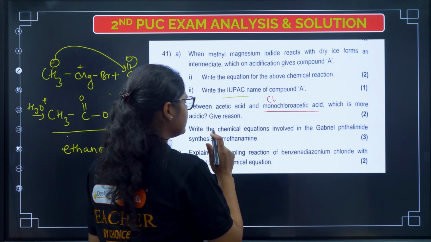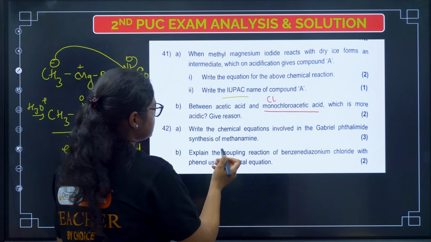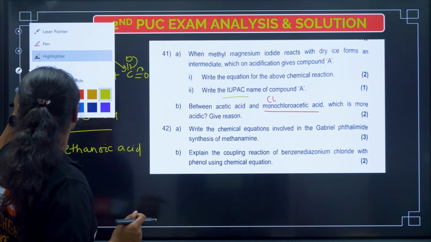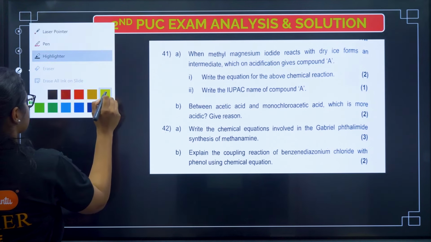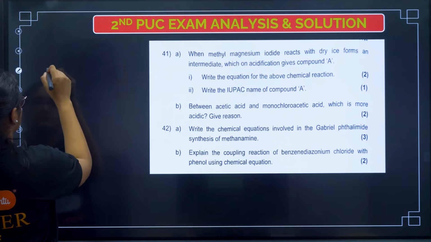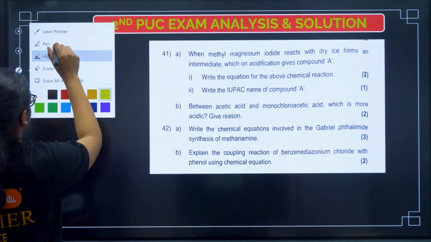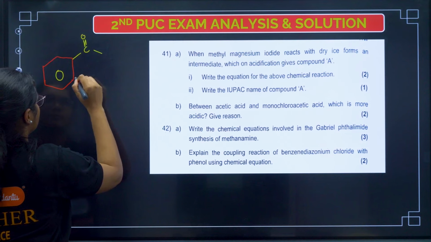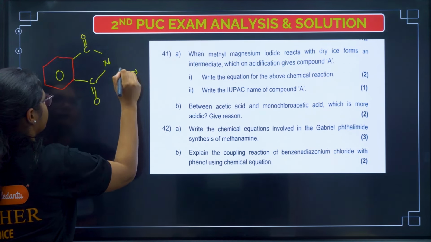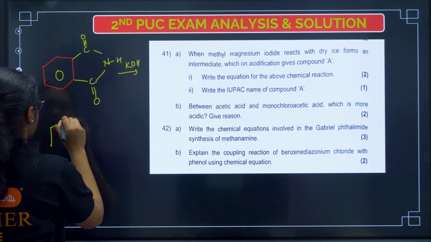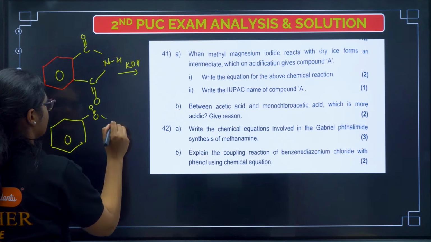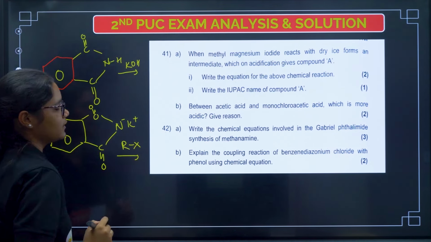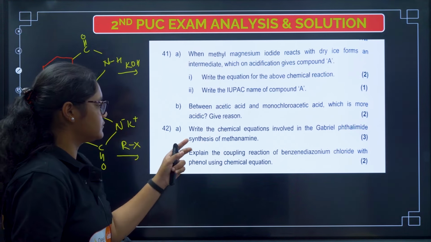Okay, next question. Write the chemical equations involved in the Gabriel phthalimide synthesis of methanamine. This is a direct question. The mechanism is there in the NCERT book also. So you can quickly write down. We have to draw this phthalimide part, right? So if we draw phthalimide, we will get this compound. And then you have to treat it with KOH. Then we will get, here, N minus and K plus, right? And then you just treat it with RX, we will get the compound, right? So this is also a direct question. You have to just write down the mechanism.